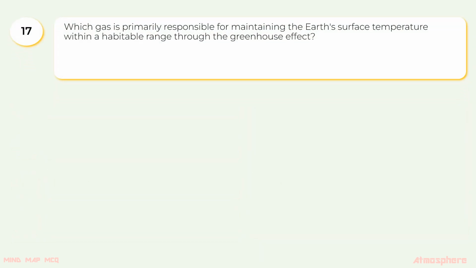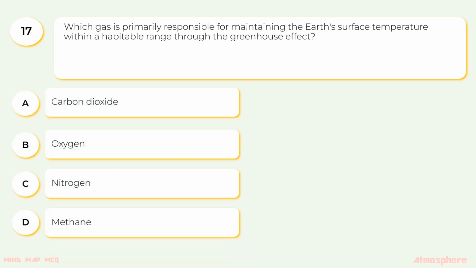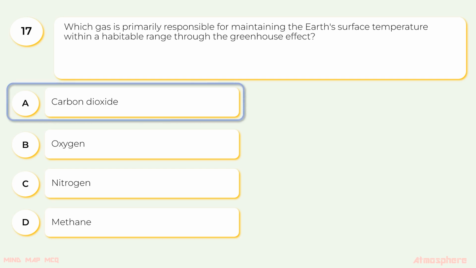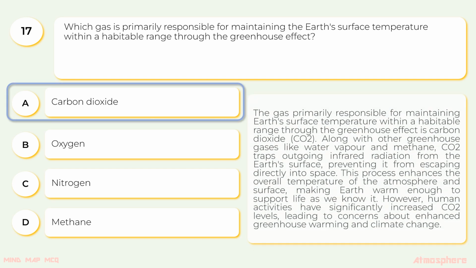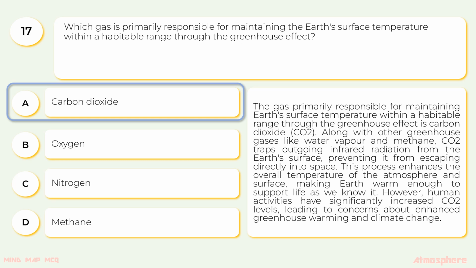17. Which gas is primarily responsible for maintaining the Earth's surface temperature within a habitable range through the greenhouse effect? The options are A. Carbon dioxide, B. Oxygen, C. Nitrogen, D. Methane. The correct option is A. Carbon dioxide. The gas primarily responsible for maintaining Earth's surface temperature within a habitable range through the greenhouse effect is carbon dioxide.